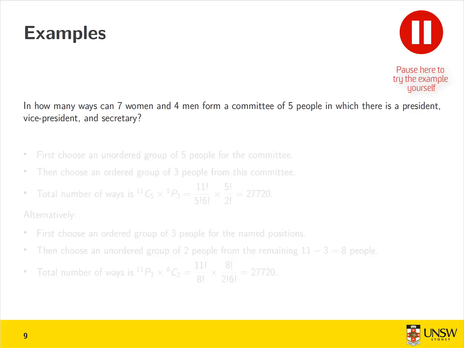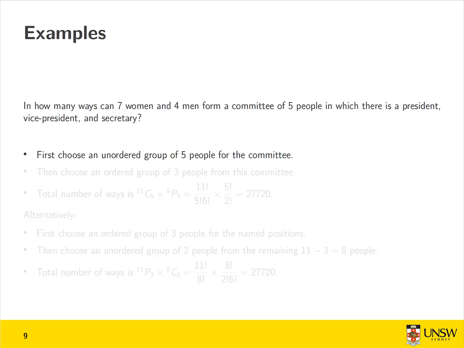Next, what if we wish to form a committee of 5 from 7 women and 4 men, where within the committee there is a president, a vice president, and a secretary? This time, the order of selection partially matters and partially does not, so we expect to use both the permutation and combination formulae. For example, we could first choose an unordered group of 5 people from the original 11 for the committee, and then choose 3 people from amongst these 5 in order to take the 3 named roles. This means the total number of arrangements is given by 11C5 times 5P3, or 27,720.